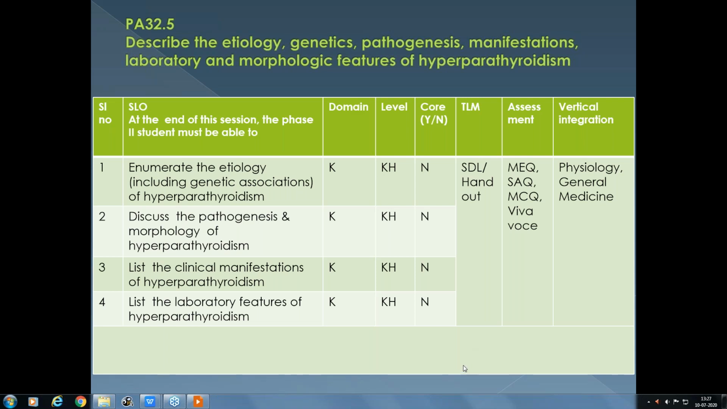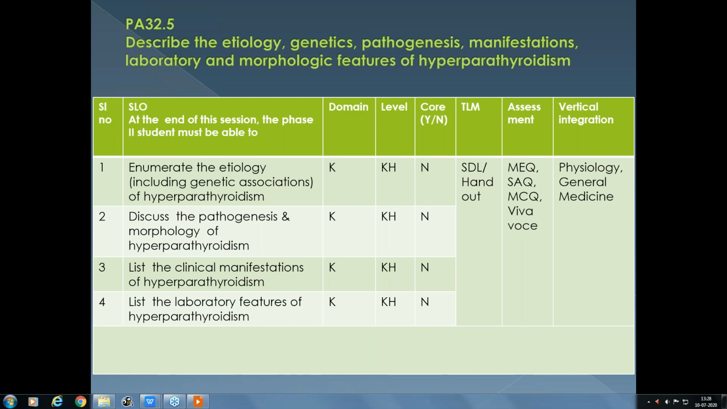And since this is a non-core competency, we have not taken any lectures for this, just SDL and handouts for this particular topic. We have considered it sufficient, so that there is no wasting of the precious time that we have for this lecture in pathology. Just 80 hours is a very scarce commodity. Assessment methods, we have kept MEQ, SEQ, MCQ, and viva voce. And vertical integration suggested is with physiology and general medicine, if time permits.